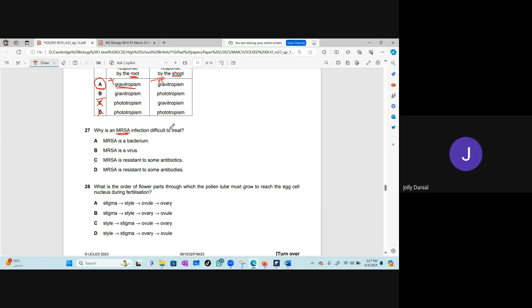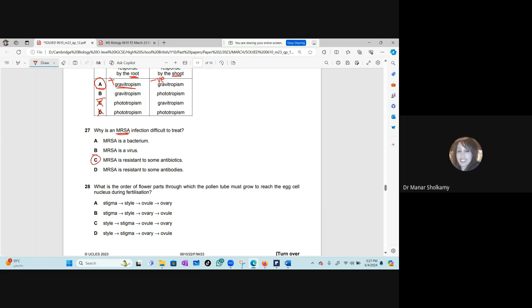What is MRSA? Bacteria that are resistant to antibiotics. Yes, this is methicillin resistant Staphylococcus aureus. You don't need to know its name, but this is highly resistant bacteria that is not easily killed by antibiotics. Now, why is it difficult to treat? I think we answered that. A, it's a bacterium resistant to some antibiotics. They're playing around with words. Yes.